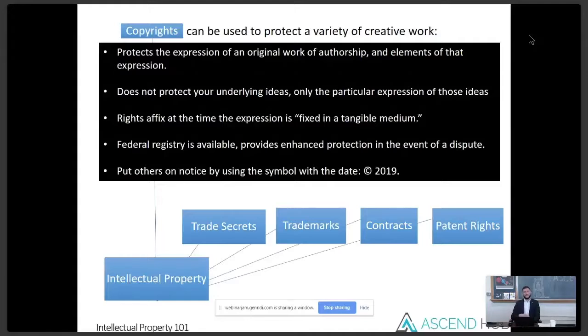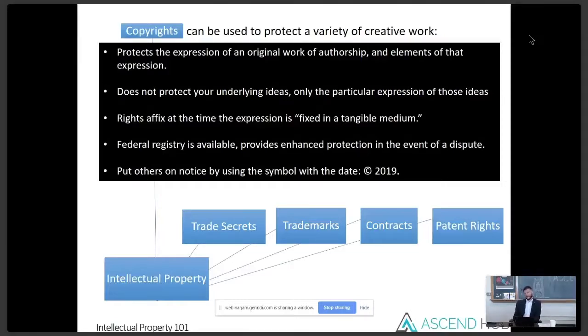And copyrights, I say more people can interact with them because copyrights do not require registration for you to be able to claim them in your original work. Rights affix at the time of expression once you fix it in a tangible medium. So that could be typing it into the computer, that could be recording it into a recording device, making a video, taking a picture, it could be drawing it on a page. Any of those things count as fixing it in a tangible medium that can later be used to reproduce it, or the other things that I listed in that definition.